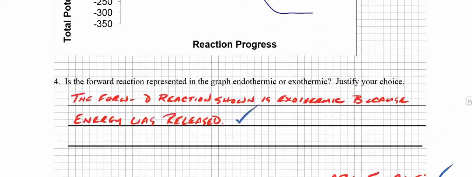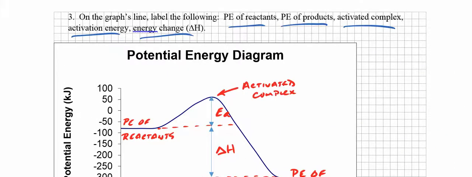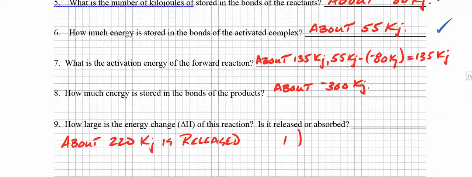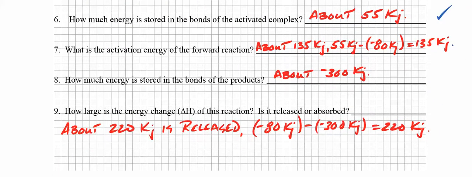So let's again look at how we got there. We started at negative 80, and we're going up to 55, right? So to get from negative 80 to 0, we have to go about 80, right? And then to get from there to 55, we needed an additional 55. So the difference between those two is about 135 kilojoules. All right, so that's number 7. Let's look at number 8.